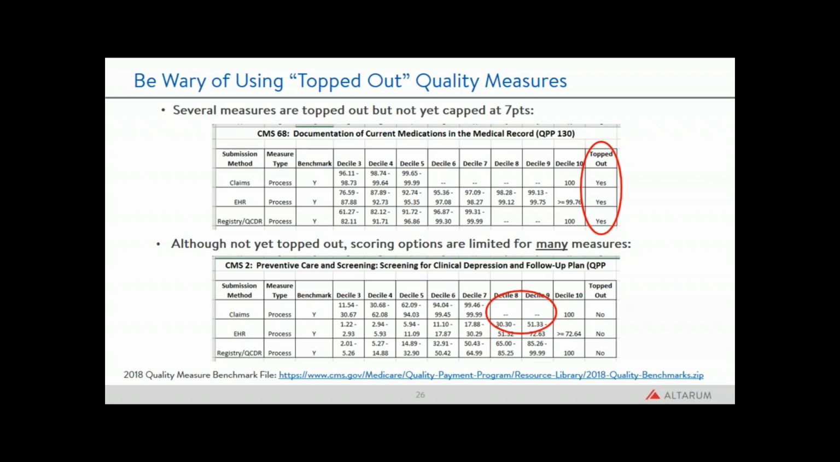And then even ones that are not yet topped out, a lot of them are approaching topped out status. So CMS 2, for example, if you're doing claims-based reporting on CMS 2, again, if you are not absolutely perfect, at best, you're going to get 7 points for that measure. So just be wary of those quality measures. Just looking at your performance rates and picking all the ones you're in the 90s on doesn't necessarily mean those are the best ones to report on. You really need to take it that step further.